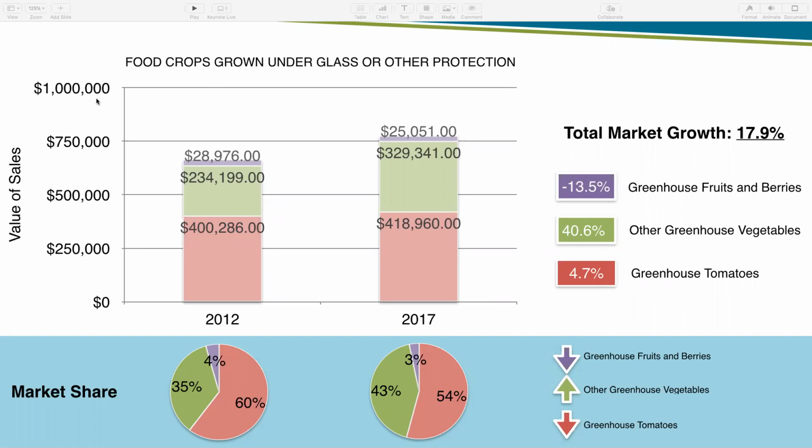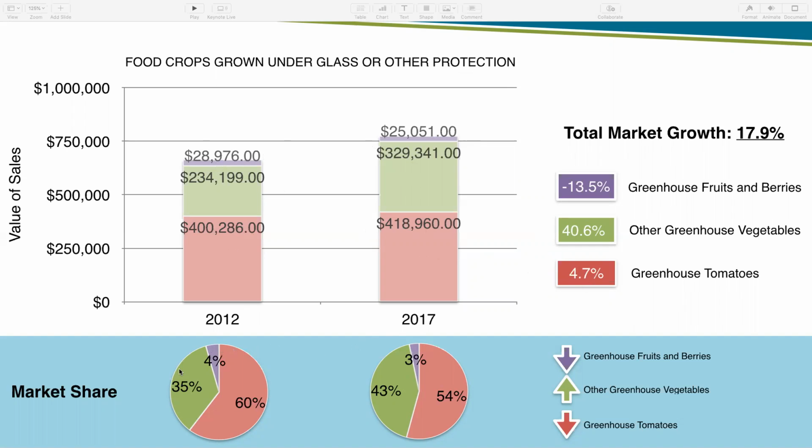So let's take a look at the same information now, but graphically, a little bit more visually appealing. This first graphic talks about the value of sales and how they go from 2012 to 2017. Tomatoes, as we saw, had an increase of 4.7%. So that's how they go here, 400 million, 418 million. Other greenhouse vegetables had the biggest growth from 2012, 40.6%. And the berries show a reduction in market value from 28.9 to 25.051 million from 2012 to 2017.